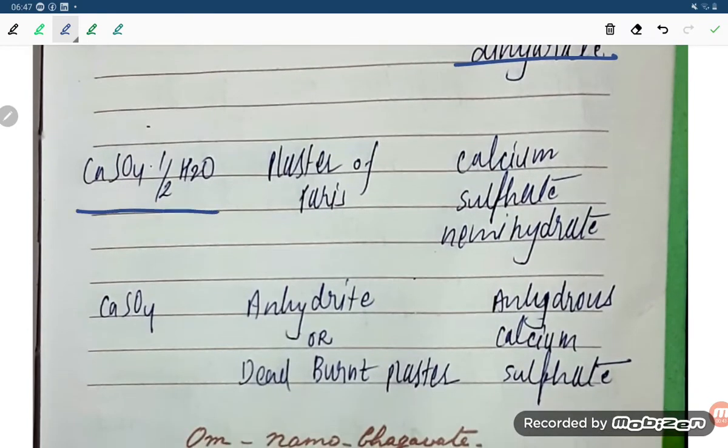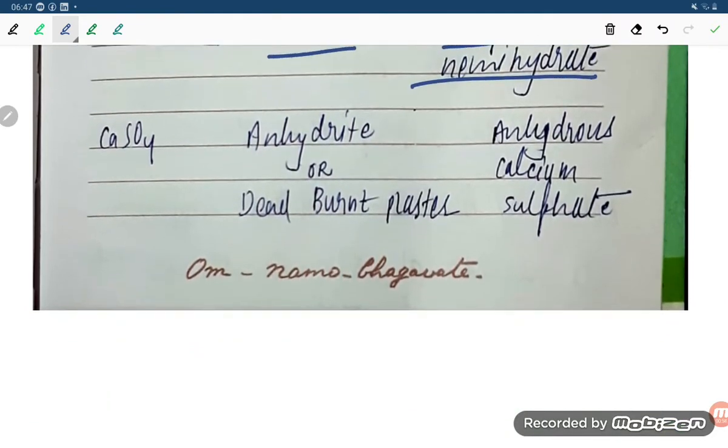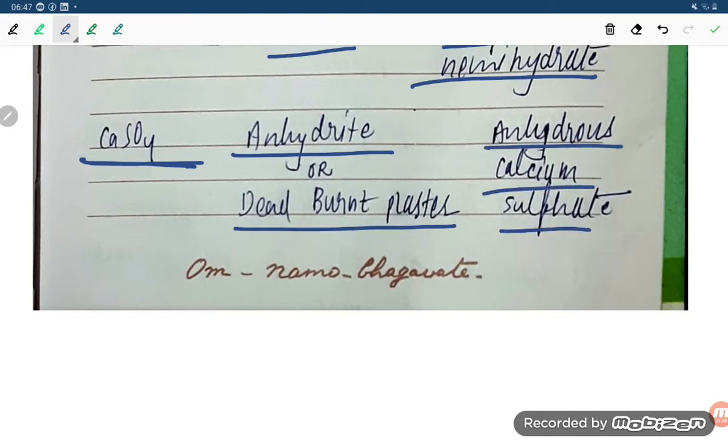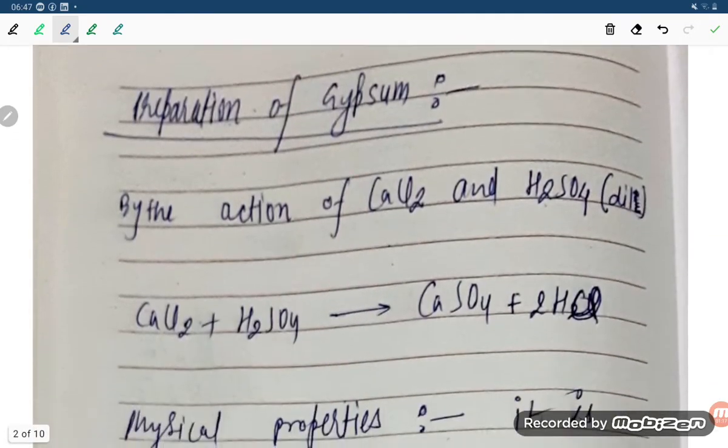If it is calcium sulfate with 1/2 H2O, this is known as plaster of Paris. Calcium sulfate hemihydrate is known as plaster of Paris. If it is calcium sulfate with no water, this is known as anhydrite or dead burnt plaster, the anhydrous calcium sulfate. Sometimes they ask in the question, what is dead burnt plaster? This is nothing but calcium sulfate.